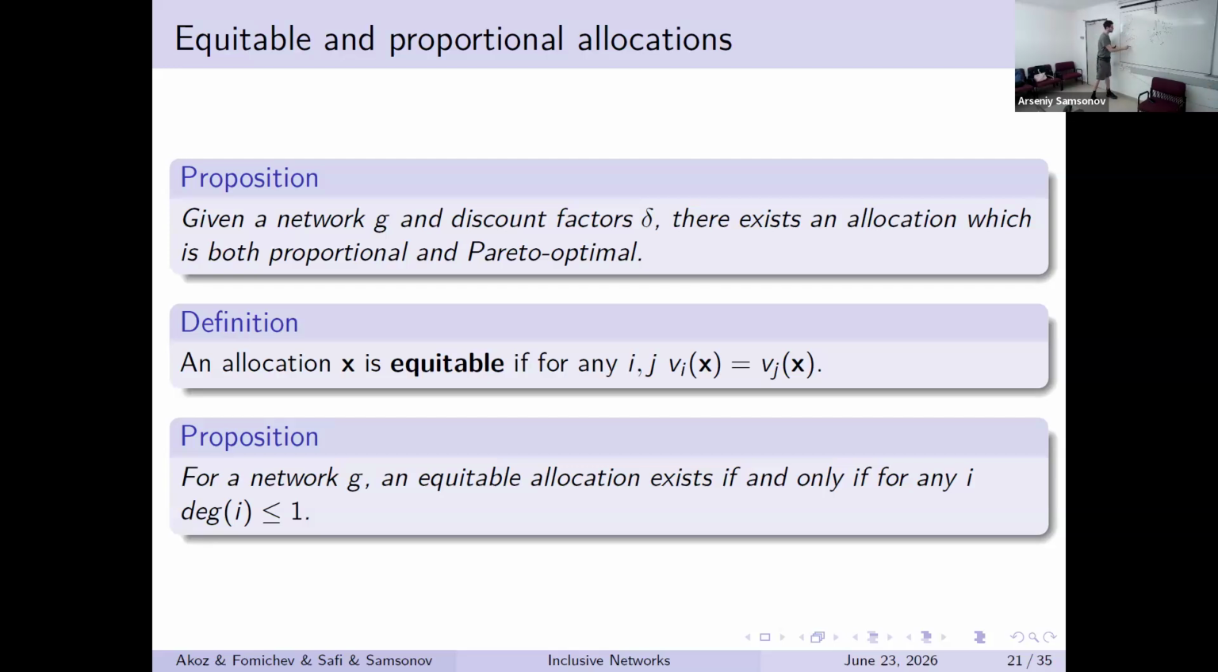Suppose that this delta 1 is very close to 1. This is delta 2, very close to 0. Delta 3, very close to 0. What I want is that there exists delta such that any allocation violates it.